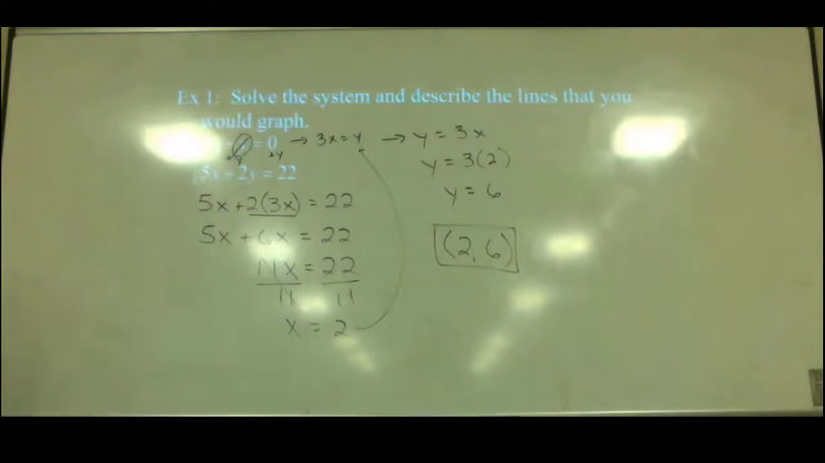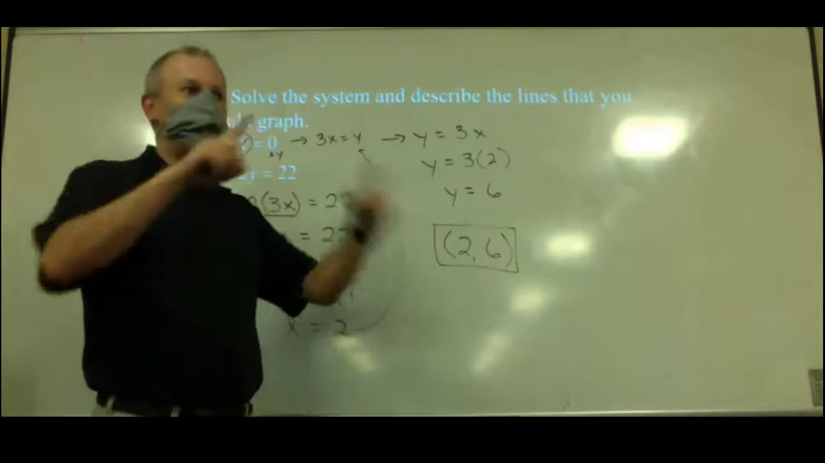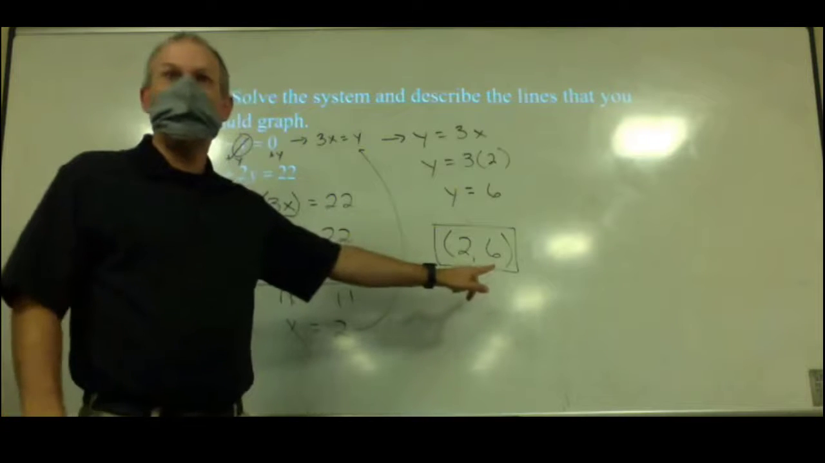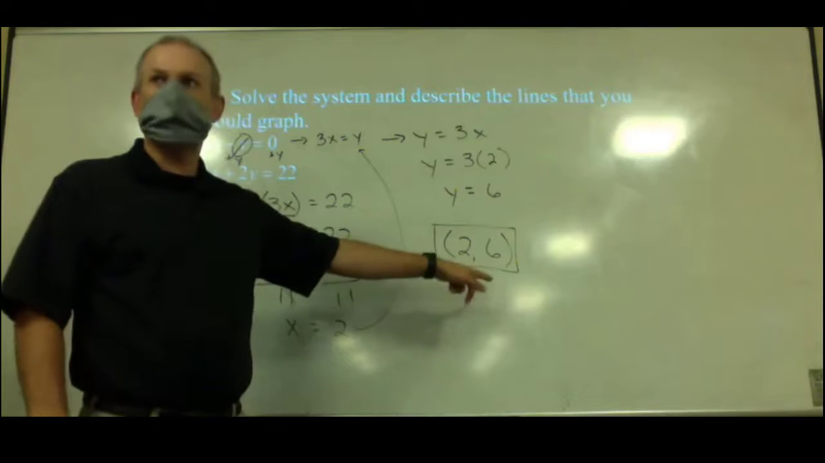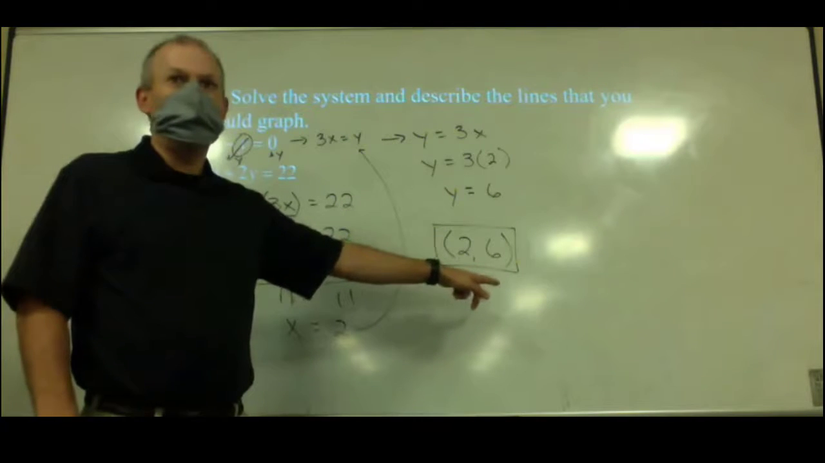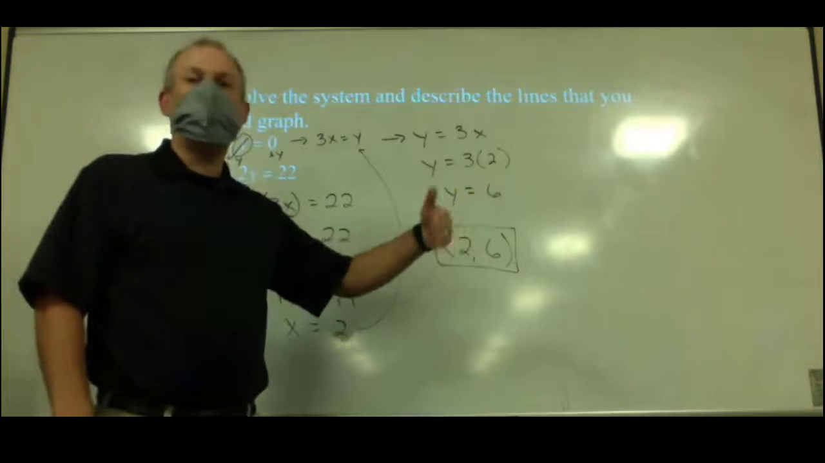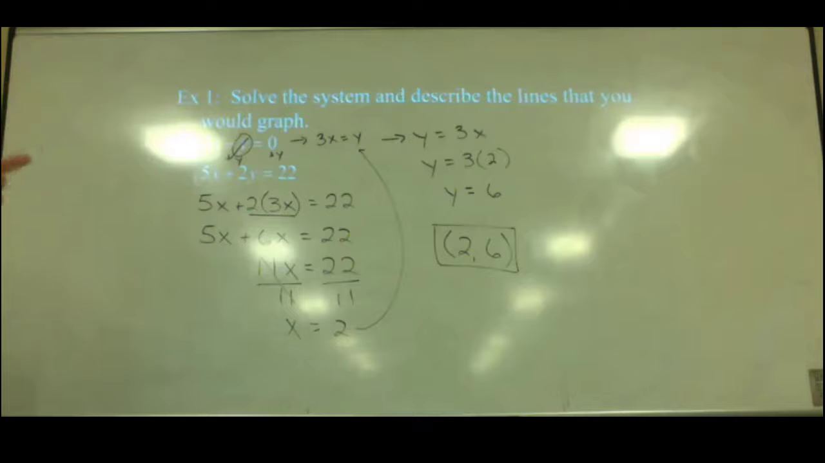Okay? If you get one solution, that means you're drawing two lines that intersect in one spot. That one spot is this solution. So we're actually drawing two lines that intersect at the ordered pair 2, 6. Okay? Now, one more thing we want to point out. If we want to check our answer to make sure that we're correct, what should be true here?